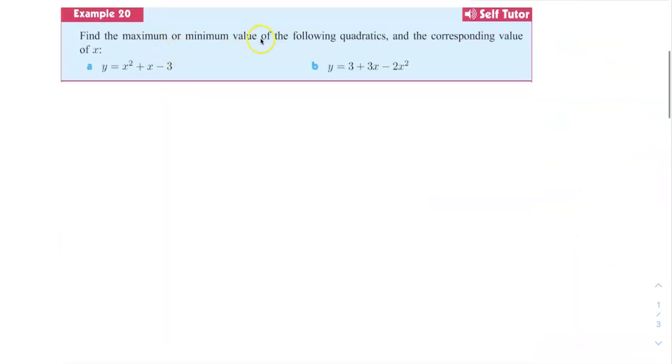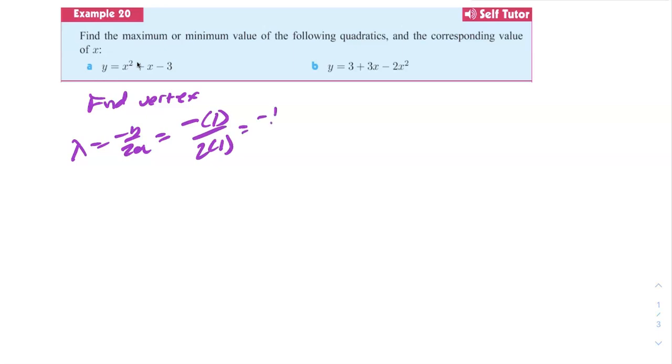Find the max or min value of the following quadratics and the corresponding value of x. So here's our first one. We want to find the max. Literally, all we can do is find the vertex. That's all we have to do. So x equals negative b over 2a, and of course, it's going to be kind of disgusting. So I get negative 1/2. So that's where my max occurs, at negative 1/2.